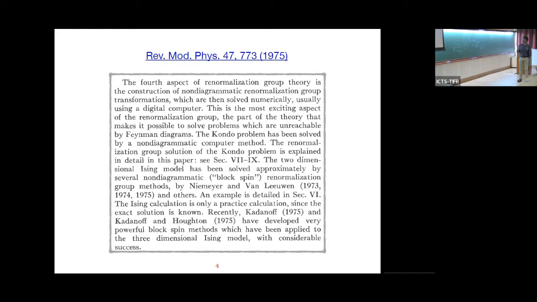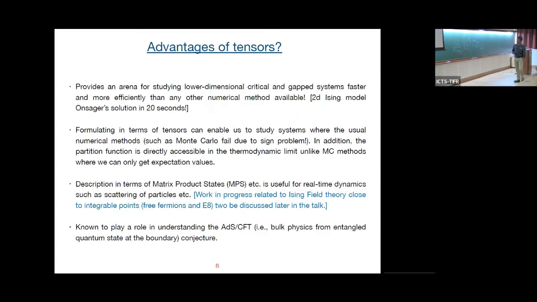This is inspired by Wilson's paper, in which we want to do numerical RG using some different methods, in this case, tensors. As I've already mentioned, it provides an arena for studying lower dimensional critical and gapped systems faster and more efficiently than any other numerical method. Also, formulating in terms of tensors can enable us to study systems where the usual numerical methods such as Monte Carlo fail due to a sign problem. In addition, if you do Monte Carlo, you can only compute expectation values. There's no knowledge of the partition function. But in this tensor network method, you can compute the partition function also. So that is another advantage.